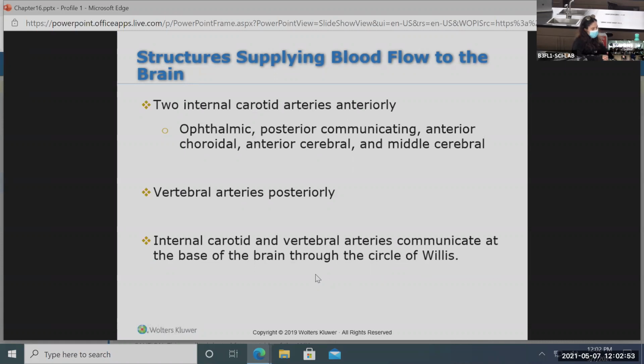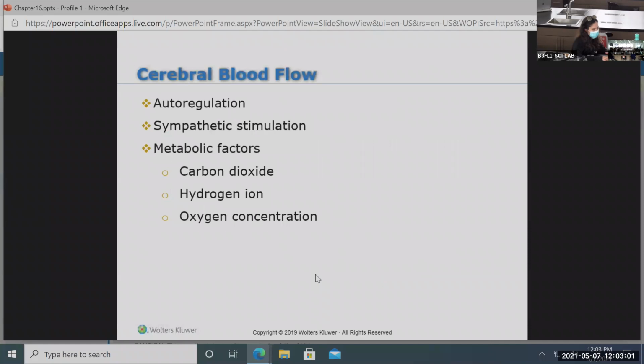Also at the circle of Willis, aneurysms sometimes rupture. Small blood vessels rupture. Blood flow is controlled by autoregulation, sympathetic stimulation, and metabolic factors, which also affect the blood flow: carbon dioxide, oxygen, and hydrogen.